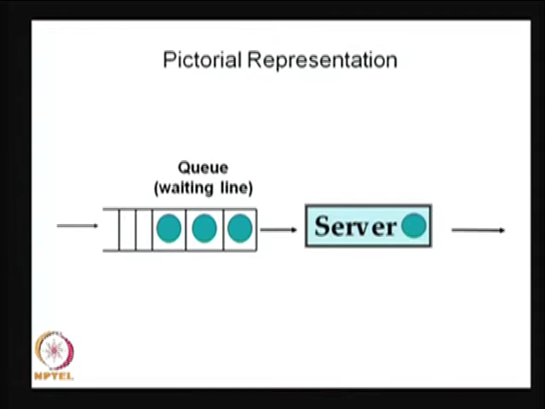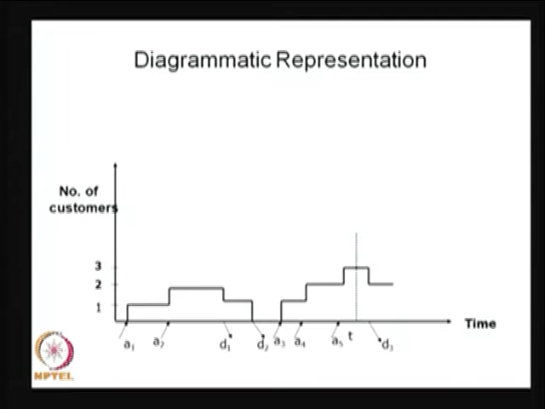We can represent the queuing system in a pictorial form. Some customers come into the system and wait for their service. Once the service is over, they depart from the system. This is the way one can visualize the queuing system in a pictorial form. This is a diagrammatic representation, where the x-axis is time and the y-axis is the number of customers in the system.